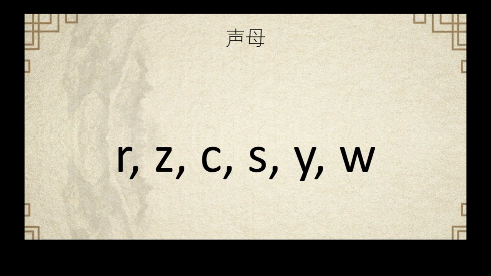Z. So this one is a Z sound, similar to what we would say in English, but it's a little lighter, perhaps. Now the tricky one here is the C. The C is a bit like a TS in English. And then we have S. That's fairly similar to the English S. And then finally we have Y and W.